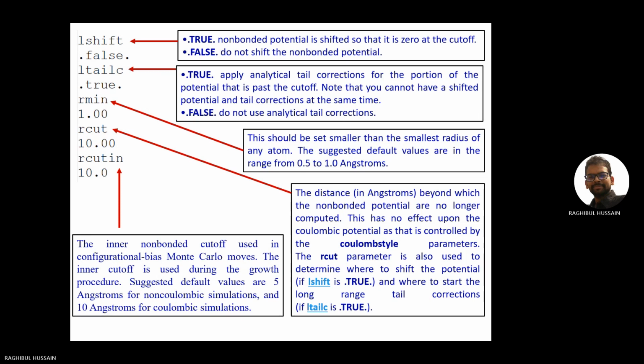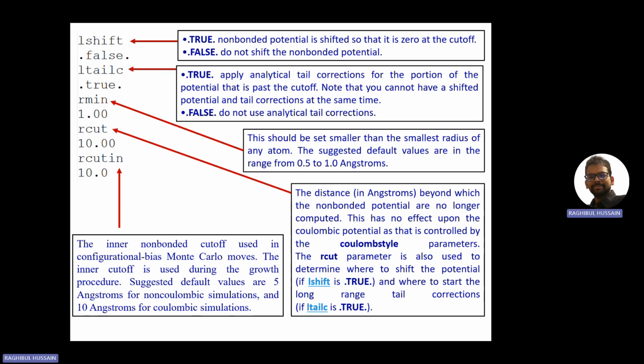After this, we have L shift. This is a logical variable, so it will take either true or false. True means the non-bonded potential is shifted so that it is zero at the cutoff. We are calculating the interaction between two atoms. In the last lecture also the sir has discussed, we are doing the simulation for calculating the interactions. We are cutting the system. We are not calculating the interactions beyond a certain distance.